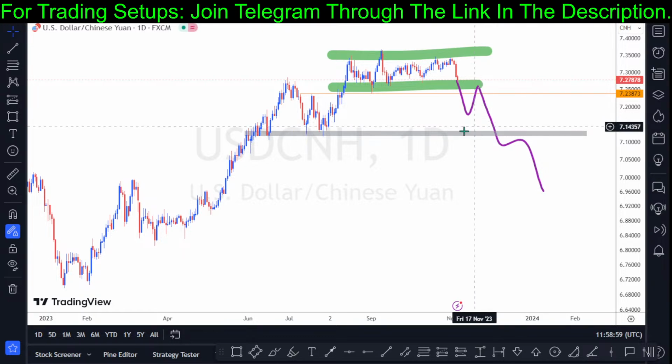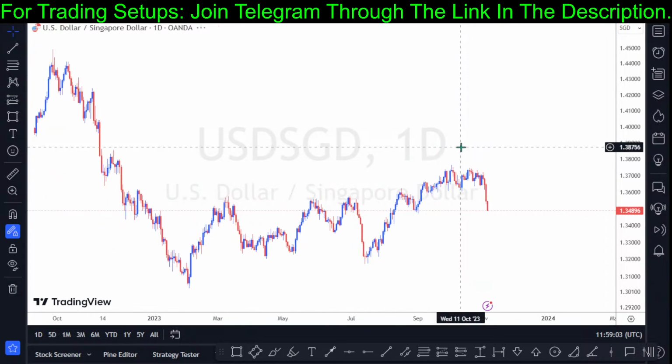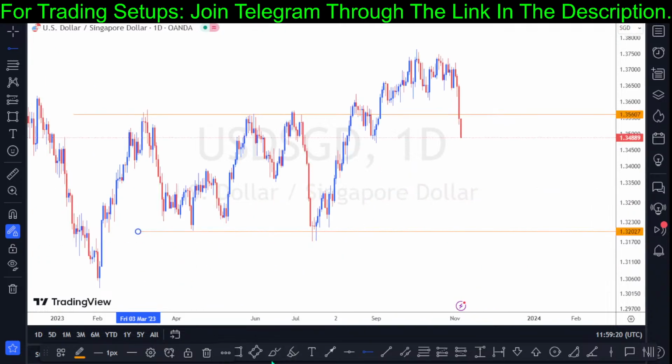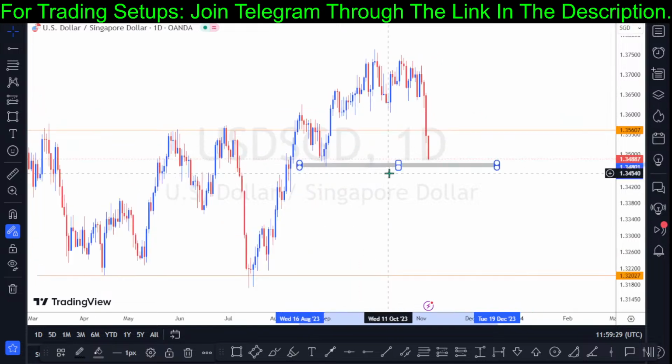Now let's check the USD Singaporean dollars. For those of you who trade the Singaporean dollar, we have a lot of key level structure on this market. We have a resistance structure at the price of 1.35607, which has been broken last week, and we have another key level support at the price of 1.32027, and we have a minor structure at the price of 1.3480. So these are the key level structure, and price is currently retraced approaching this level.